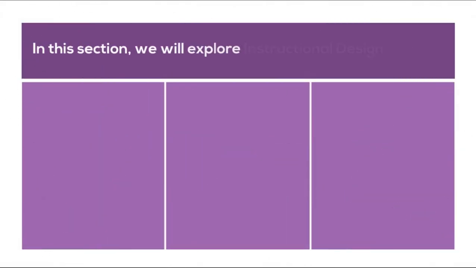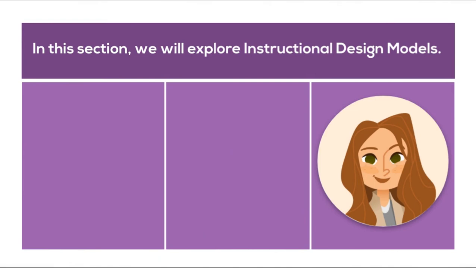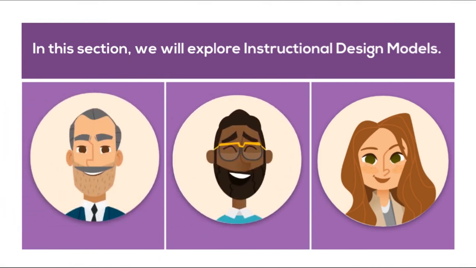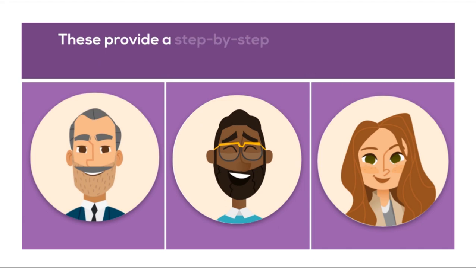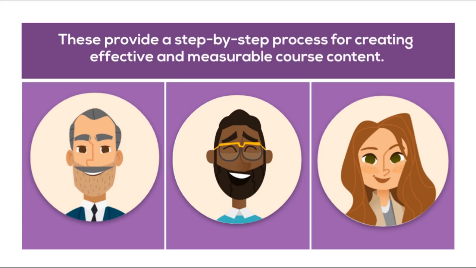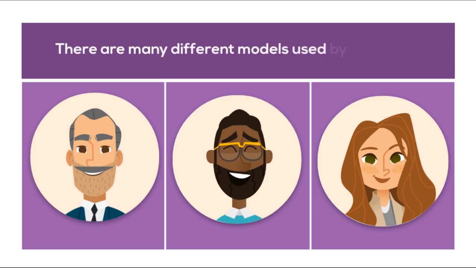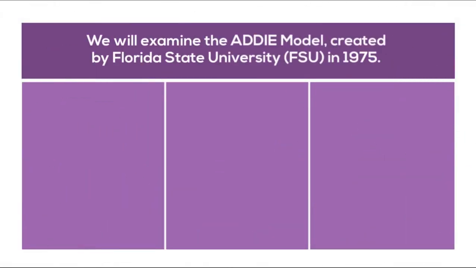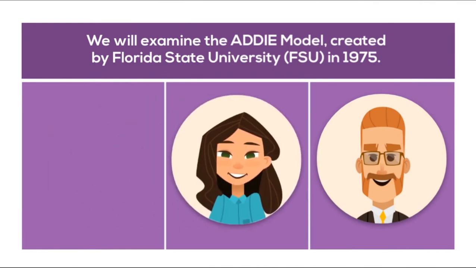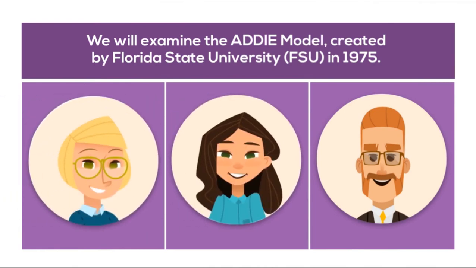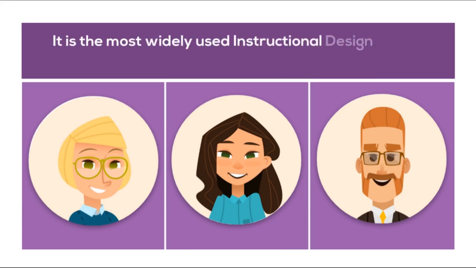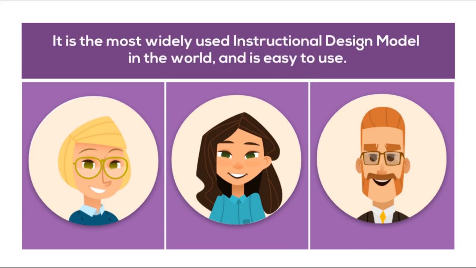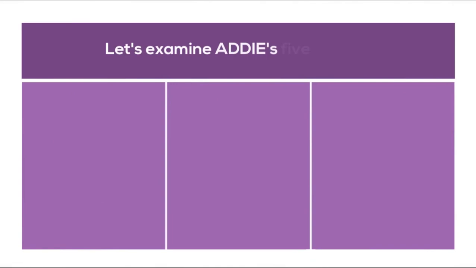In this section, we will explore instructional design models. These provide a step-by-step process for creating effective and measurable course content. There are many different models used by designers. We will examine the ADDIE model, created by Florida State University, FSU, in 1975. It is the most widely used instructional design model in the world, and is easy to use. Let's examine ADDIE's 5 phases.